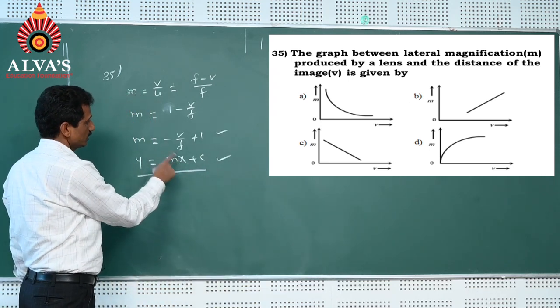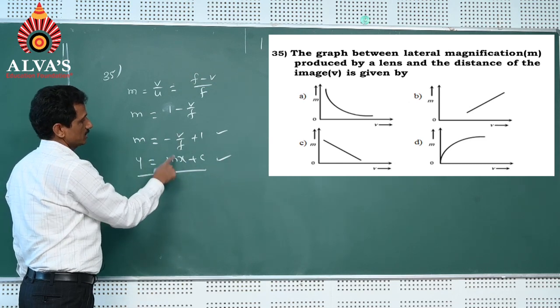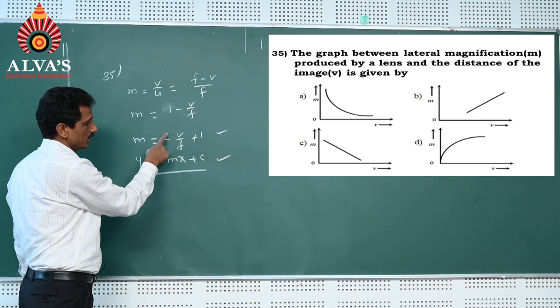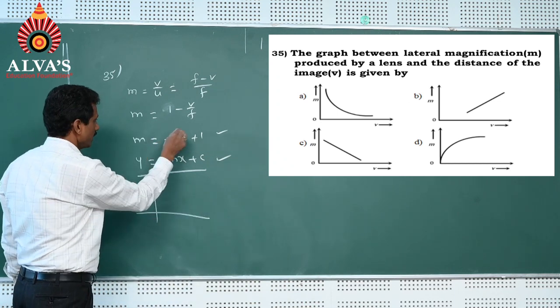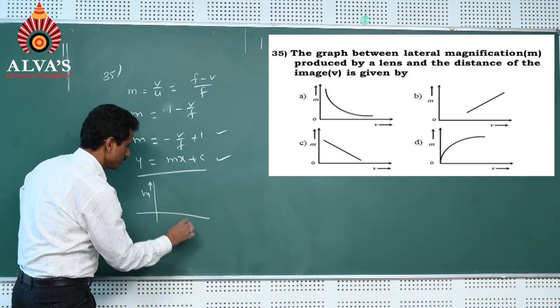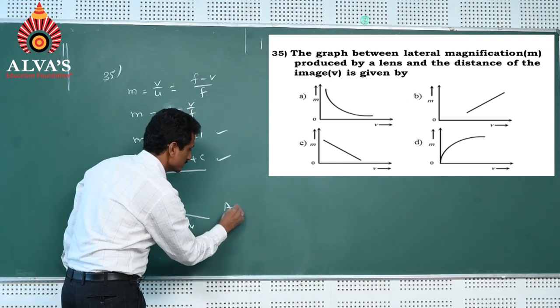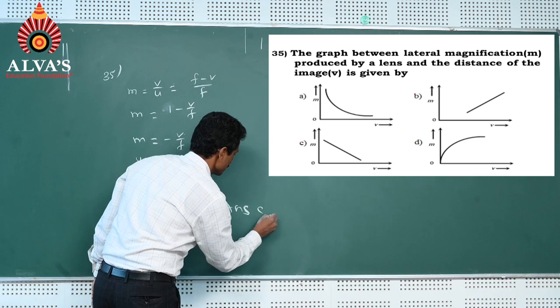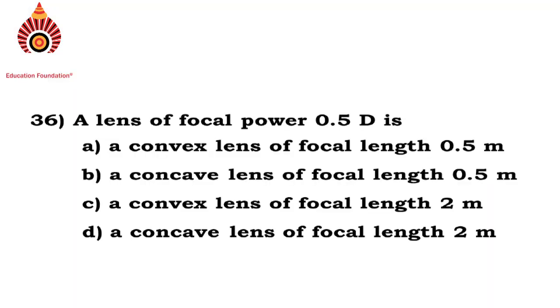So M and V are the variables, like y and x. The slope is minus 1 by F. Therefore, it is a negative slope. From the graph, M versus V has a negative slope. Option C is the correct answer. Okay, next question.